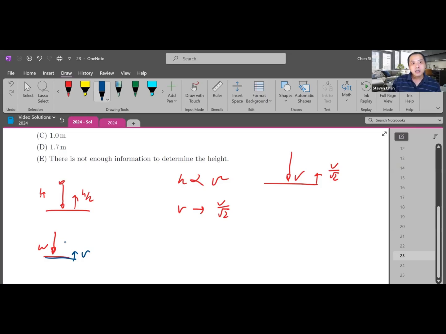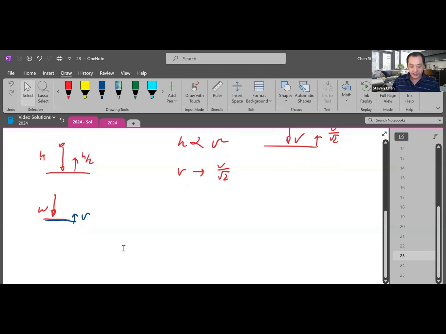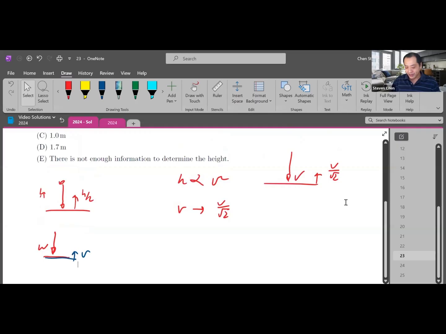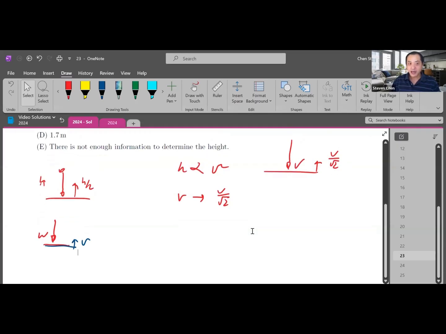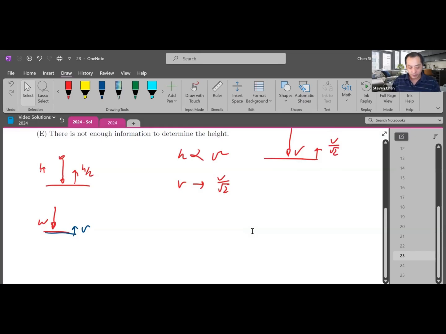By creating such a relative motion, the problem says that after the collision, the ping pong ball could go back to the same height, which means that after the collision, it will gain an upward velocity of the same magnitude as w, right? How can that be achieved? Now we have to change our frame from the ground frame to the paddle's frame, because in the paddle's frame, we know that before and after the collision, the speed is divided by square root of 2. So let's do the analysis in the paddle's frame.